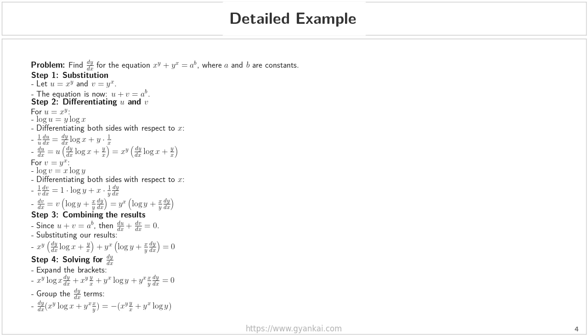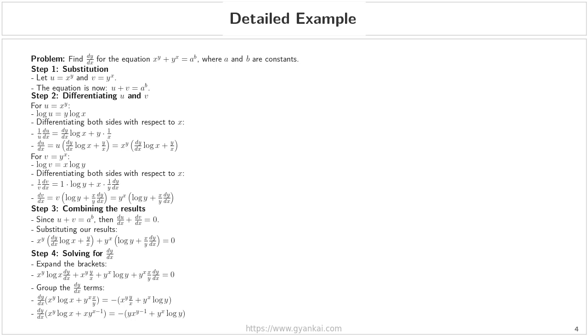To isolate our target, we group all terms containing dy/dx on the left side and move the remaining terms to the right. This gives us dy/dx times the quantity x to the power of y times log x plus y to the power of x times x over y, equals negative the quantity x to the power of y times y over x plus y to the power of x times log y.